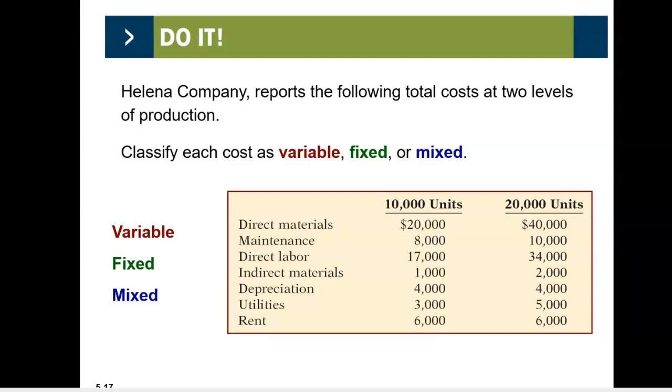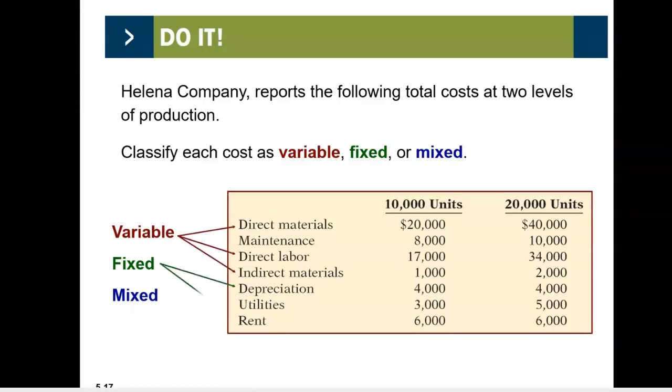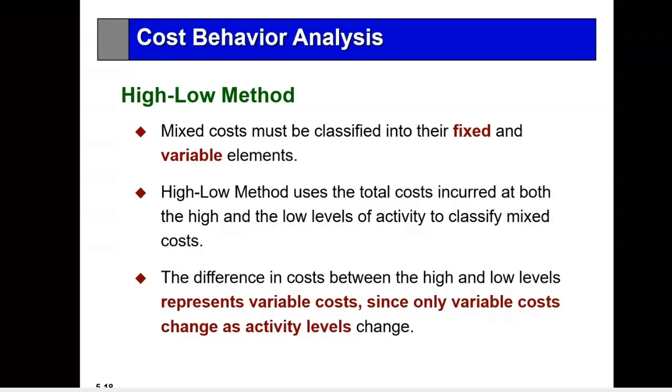Direct labor doubles, so it's variable. Indirect material doubles, so it's variable. Depreciation at 10,000 units is 4,000, and it's 4,000 at 20,000. It's a fixed cost. Utilities is 3,000 at 10,000, but it doesn't double, it only goes to 5,000. So it's mostly variable, but partially fixed. And rent is fixed. So there are your variable costs, your fixed costs, and your mixed costs.